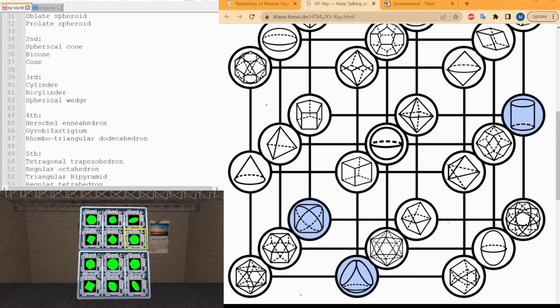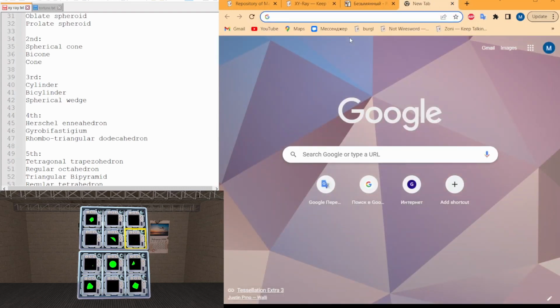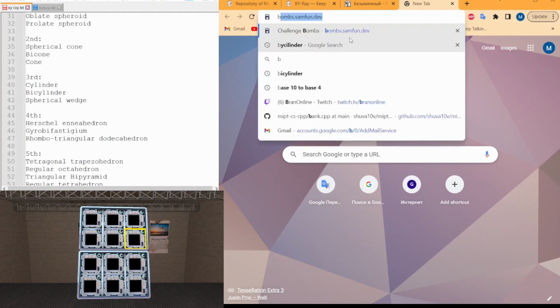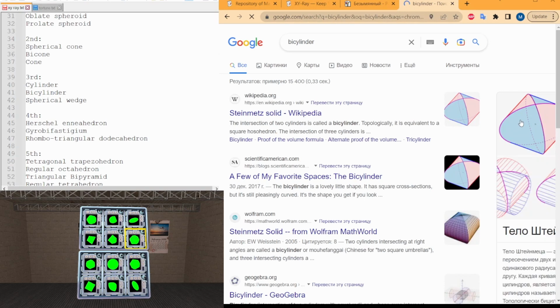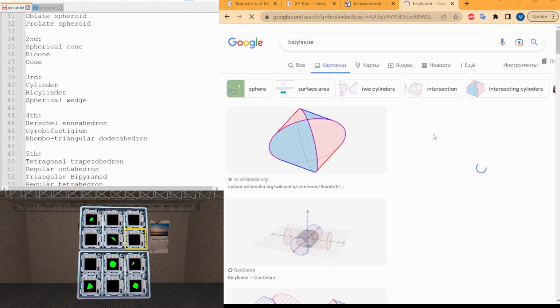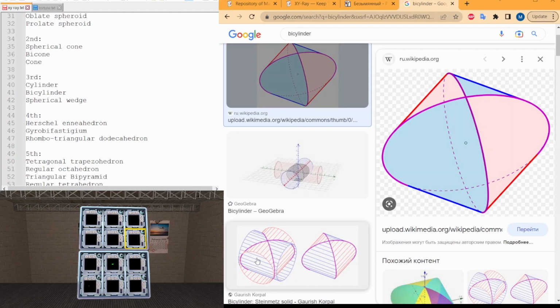Okay, now we're going to look at the third group, which is normal cylinder, bicylinder, and spherical wedge. A wedge, I don't know how you pronounce it. Bicylinder looks like this. It's basically the intersection of two cylinders, like this. You can see that they have kind of circular sections.